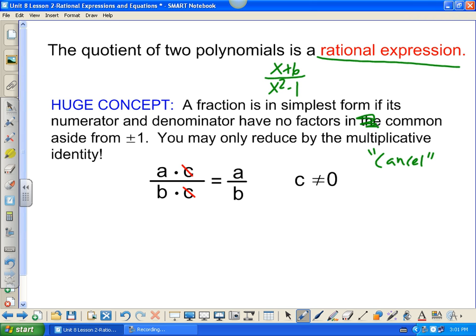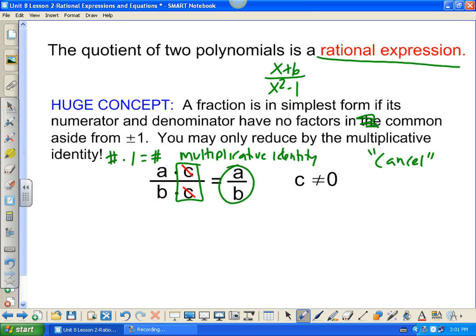If you notice the example I have here, a times c over b times c, the c's can cancel because this has to do with the multiplicative identity. Yep, those things you learn in Algebra 1. The multiplicative identity says you can take any number, multiply by 1, and it stays itself. It stays equivalent. So if I am reducing this expression by 1, then a times c over b times c is equivalent to just a over b.